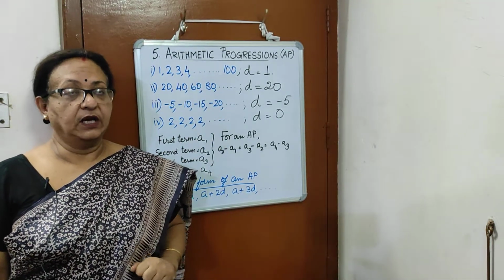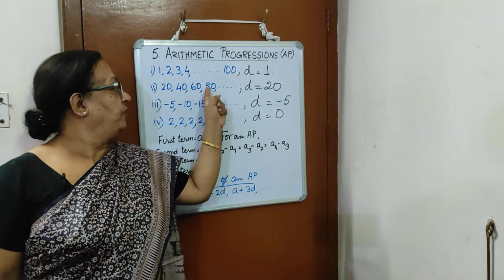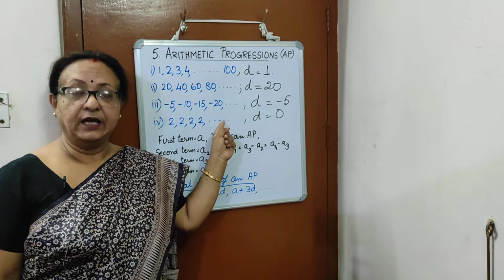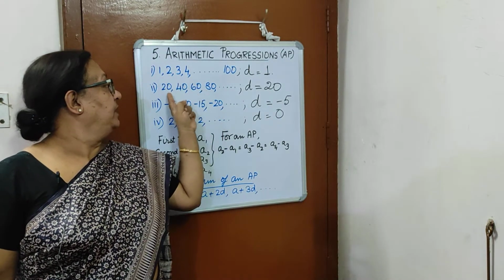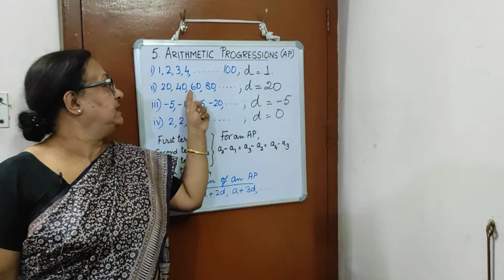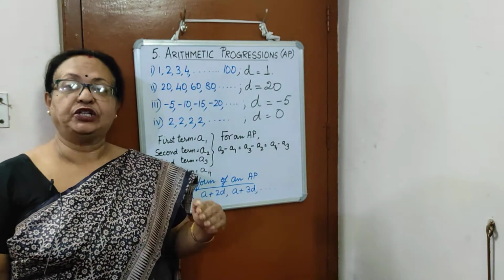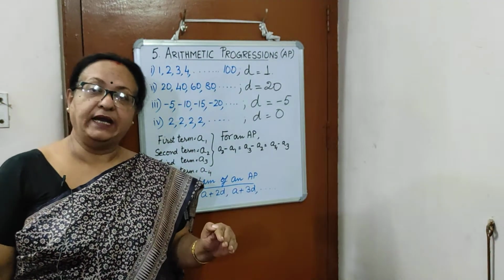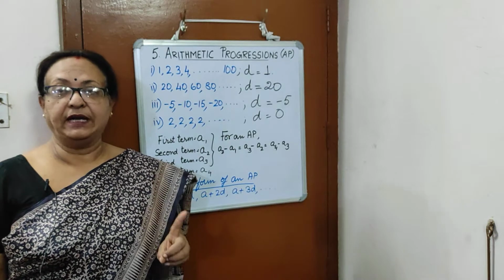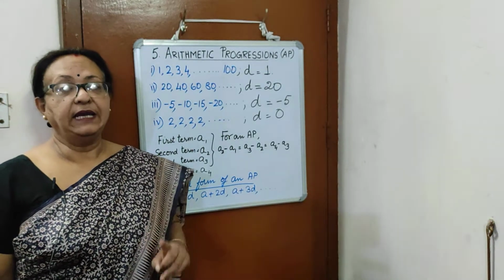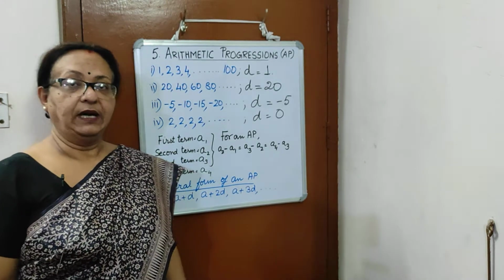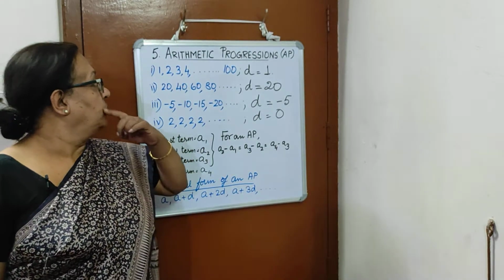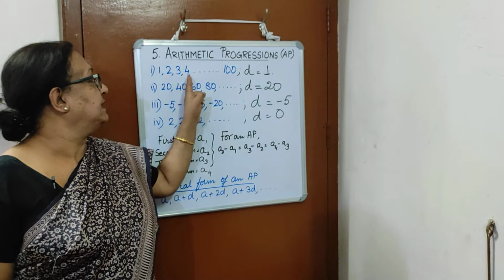of the sequence. So this type of sequence of numbers where each is called a term. 20 is a term, 40 is a term, 60 is a term. Each term increases or decreases by a definite number. We call it an AP or arithmetic progression. Okay children, understood? So again, come back to the first example.